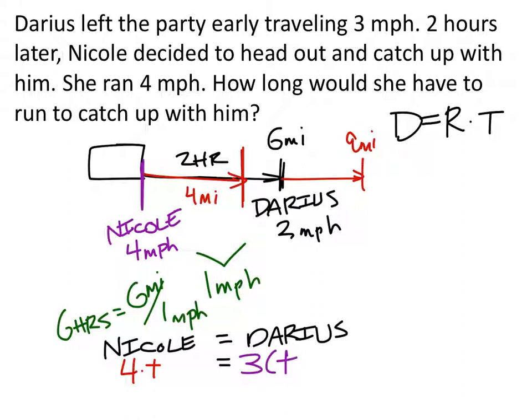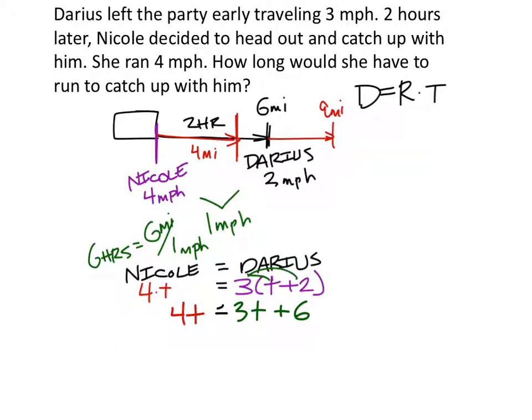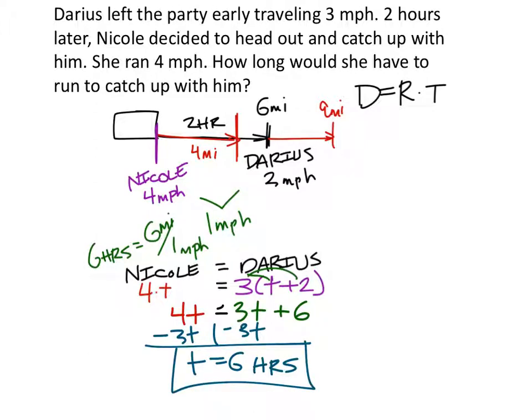It's going to take him the same time, but he gets a 2-hour head start on that time, okay? So that's why we get a t plus 2 right there. And we'll distribute the 3 to solve this. If we were to solve this, we'd just subtract 3t from both sides. So the amount of time would be 6 hours. So we got 6 hours both ways.